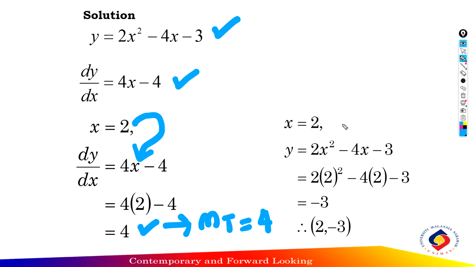And then you find the point x and y. When x equals 2, you substitute into the function, and y here equals negative 3. So the point is (2, negative 3).